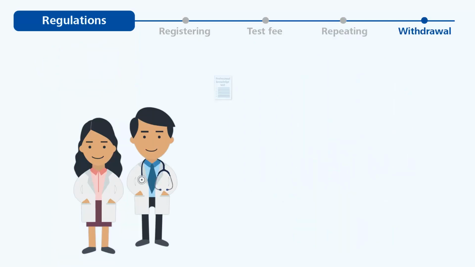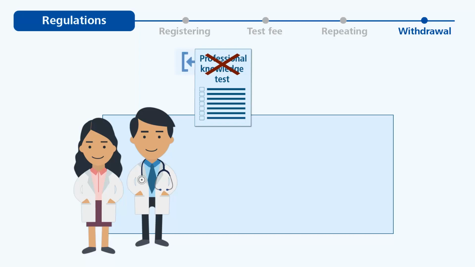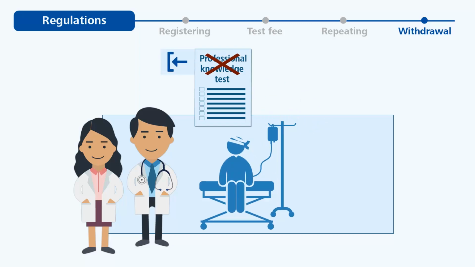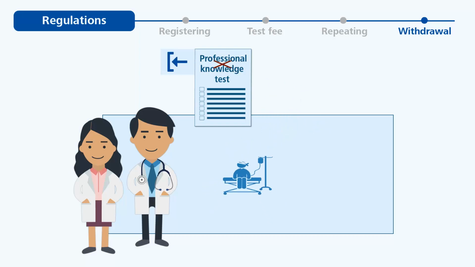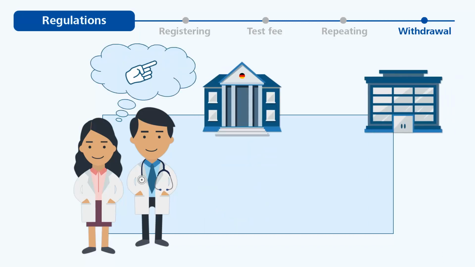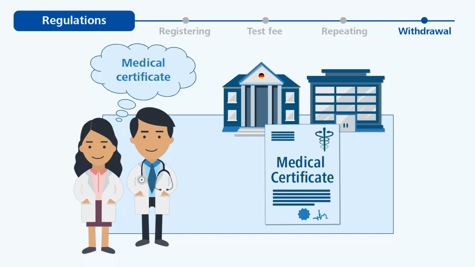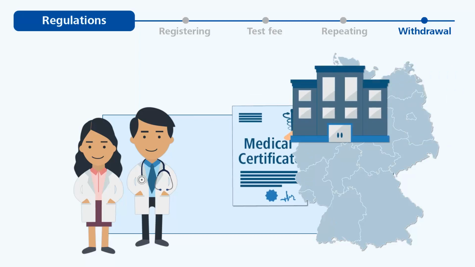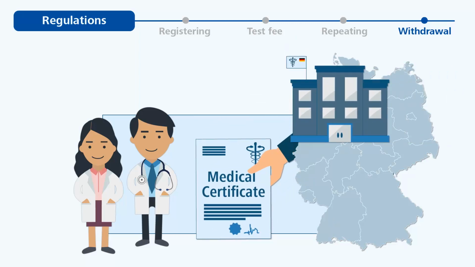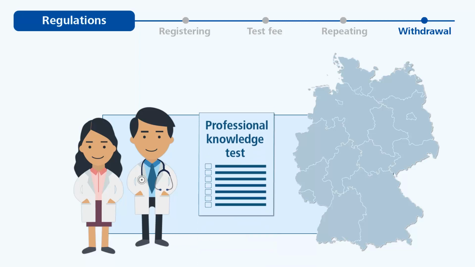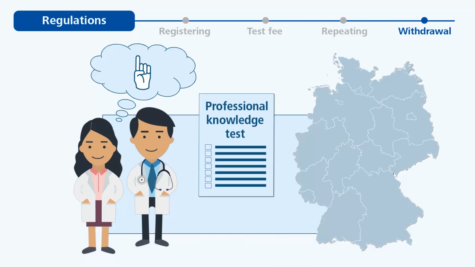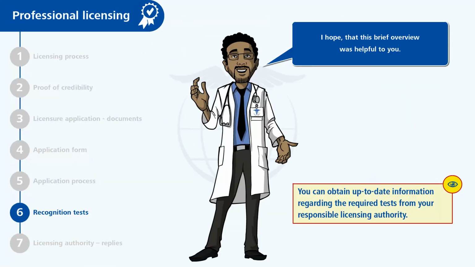Withdrawal from tests. As a rule, you can only withdraw from your test for compelling health reasons. If you are unable to take the test due to health reasons, please inform the test provider immediately and provide necessary proof. As a rule, you must submit a medical certificate. In some federal states, the certificate must be issued by a federal medical officer. Especially in the case of the professional knowledge test, you should react immediately to prevent that this test is counted as a test attempt.